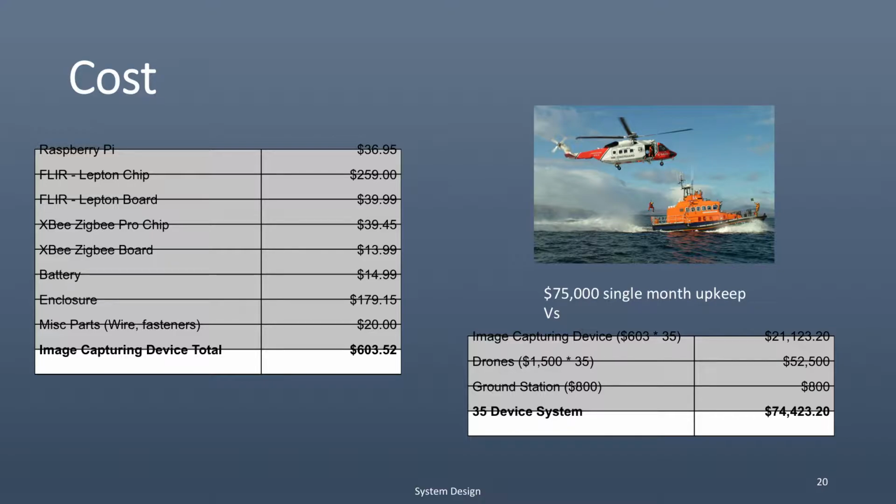So the breakdown of the cost. On the left-hand side, we have a full breakdown of a single image capturing device parts list, which comes out to $603.52. Theoretically, for a device that costs this much, we could have a system replacement with 35 of these devices that would cost less than the monthly upkeep of one S92. So 35 of these devices would cost approximately $74,000, including a ground station.